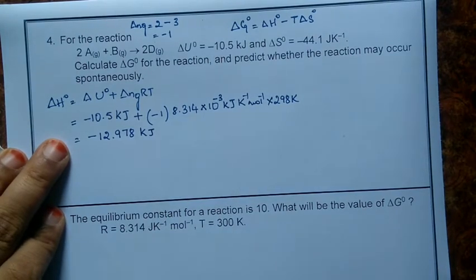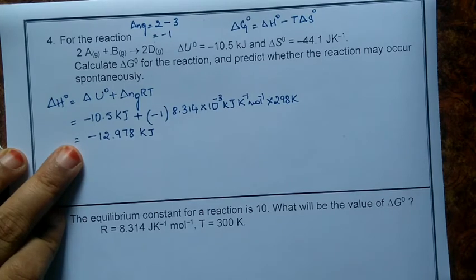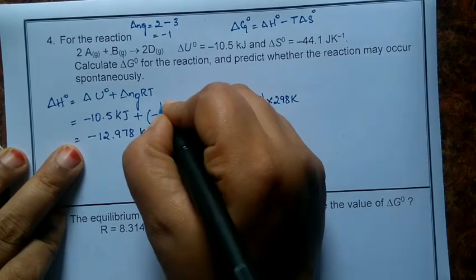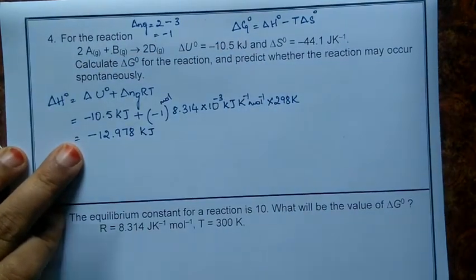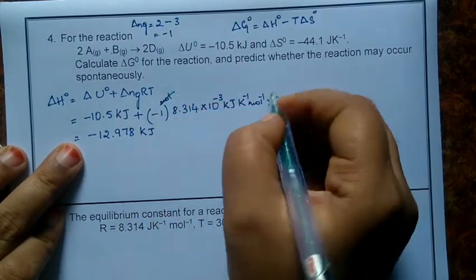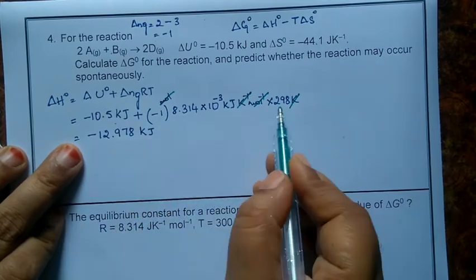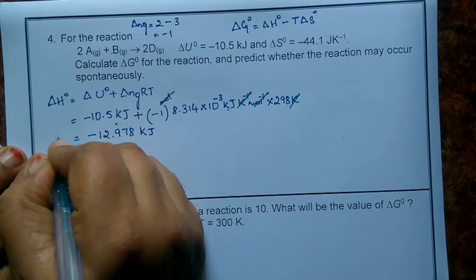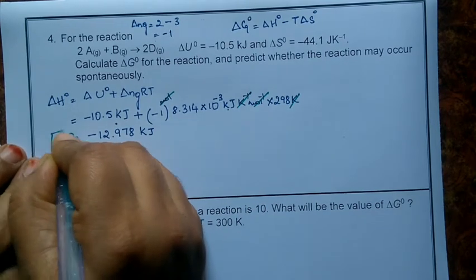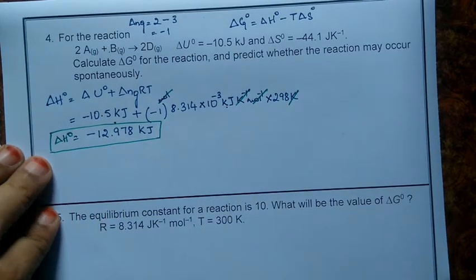12.978 kilojoule. Clear? Followed? So 12 point... just a minute. Mole is not cancelled here. It is minus 1 mole because we have mole here, so it is number of moles. That's why minus 1 mole. Mole per mole gets cancelled, Kelvin per Kelvin gets cancelled. This is one part. Kilojoule is the common term we are going to take, and we got delta H naught as minus 12.978 kilojoule.